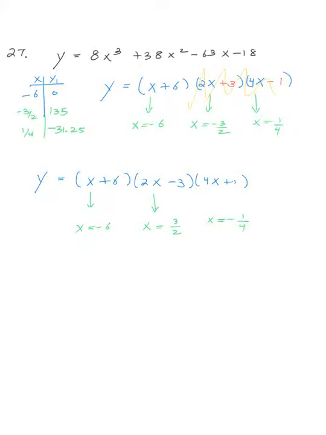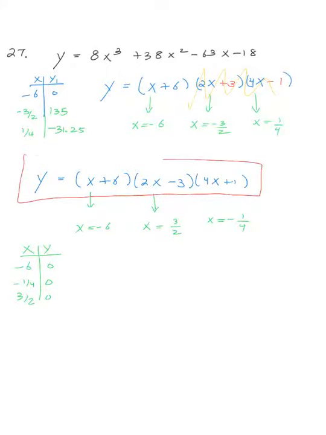Negative 1/4. Okay, negative 1/4 gave me 0. This is perfect. Okay, so if I look at my table, again, negative 6 gave me 0, but negative 1/4 gave me 0 as well. If I check positive 3 halves, that also gave me 0. Nice. What this means is without even using polynomial division, just what the zeros are of this equation, I was able to factor it.